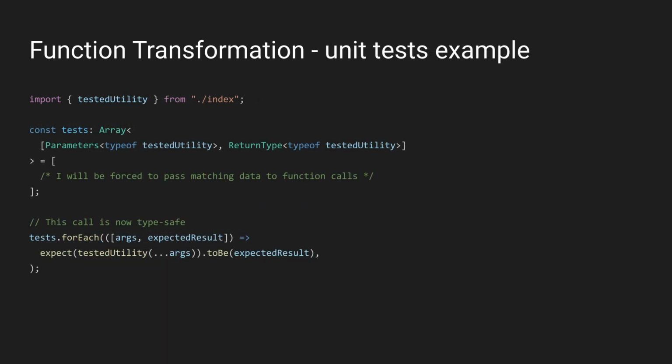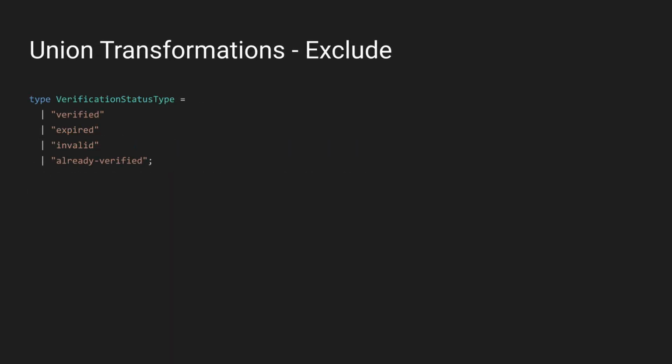Personally, I sometimes combine Parameters and ReturnType when writing unit tests for functions. This is useful when I want to test multiple arguments and results simultaneously. When I use Parameters and ReturnType, I get an additional check if the tests match the expected argument and result types. There are also utilities that make working with unions easier.